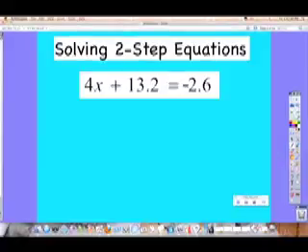Okay, we have been doing two-step equations for the last 3 days. We've had fun activities, right, to do them. We've done a snake activity. We've done think, pair, share.